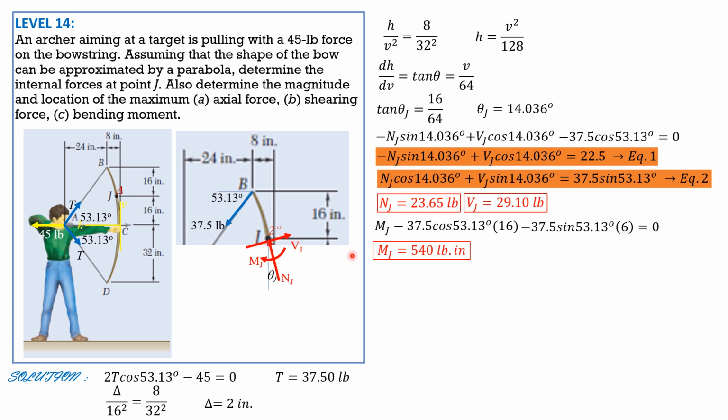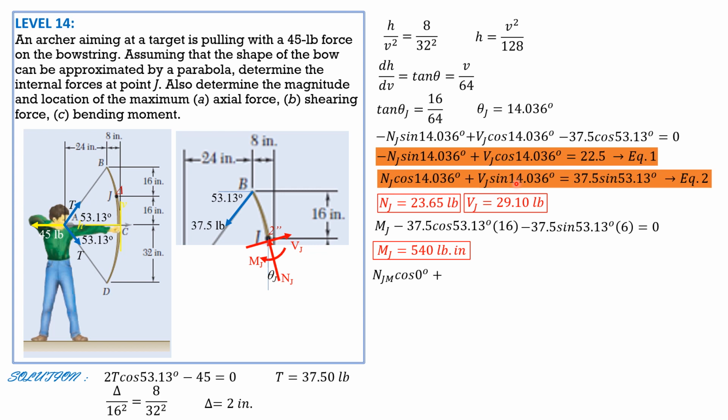So Mj can now be solved: 540 pound-inches. Now for the maximum axial force, the maximum axial force occurs at C, and that is when theta C is 0. Theta C is 0 at C. The angle that the normal makes with the vertical line is 0. So if theta is 0, then in this equation, with sine of 0, Vj cannot contribute, so that's why Nj is maximum.